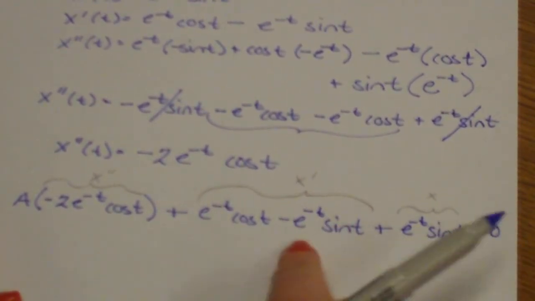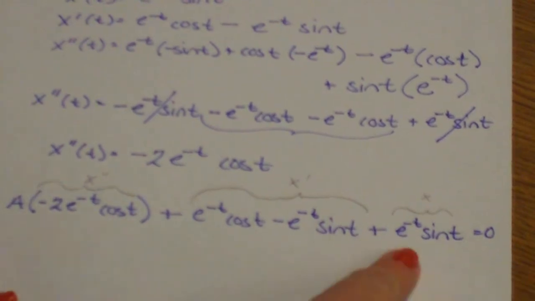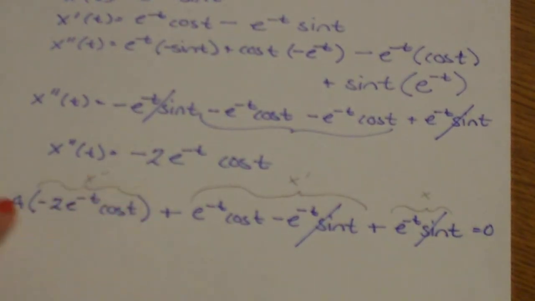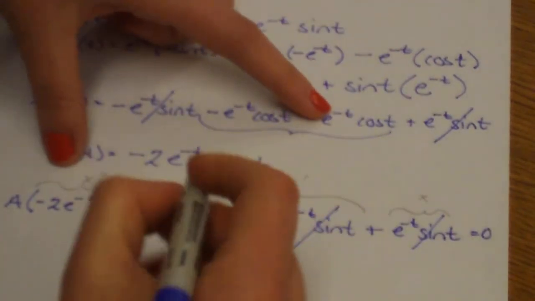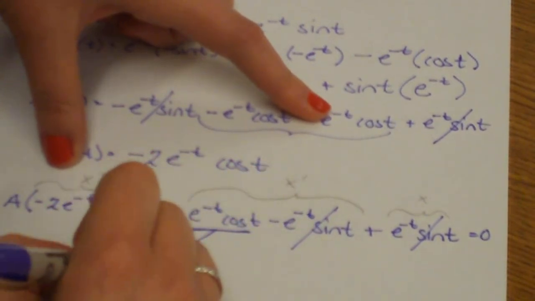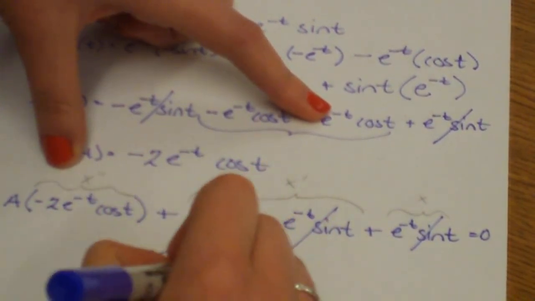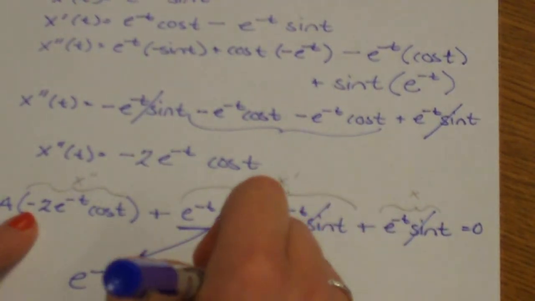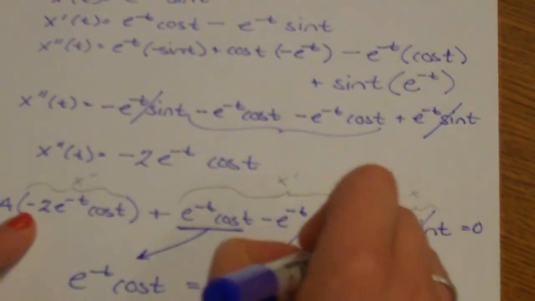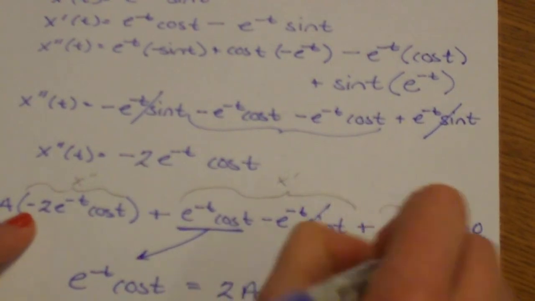Oh, nice, sweet. Look at right here. I've got some stuff that cancels out. I have a negative e to the negative t sine t and a positive one. Those cancel out. Now what I can do is take this whole thing right here and add it to the other side. So I have this left over here. E to the negative t cosine t is equal to a positive 2a e to the negative t cosine t.